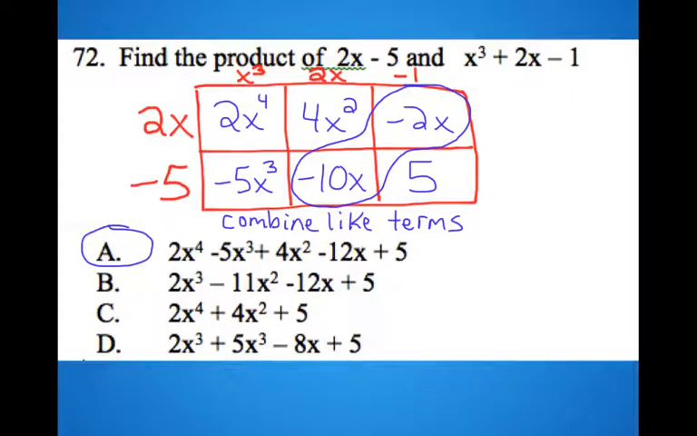I would recommend doing a box on this one. So 2x minus 5, just put it off to the left, and then your x cubed plus 2x minus 1, you can just put that right above, and then just multiply them together to fill the box, and then combine your like terms.